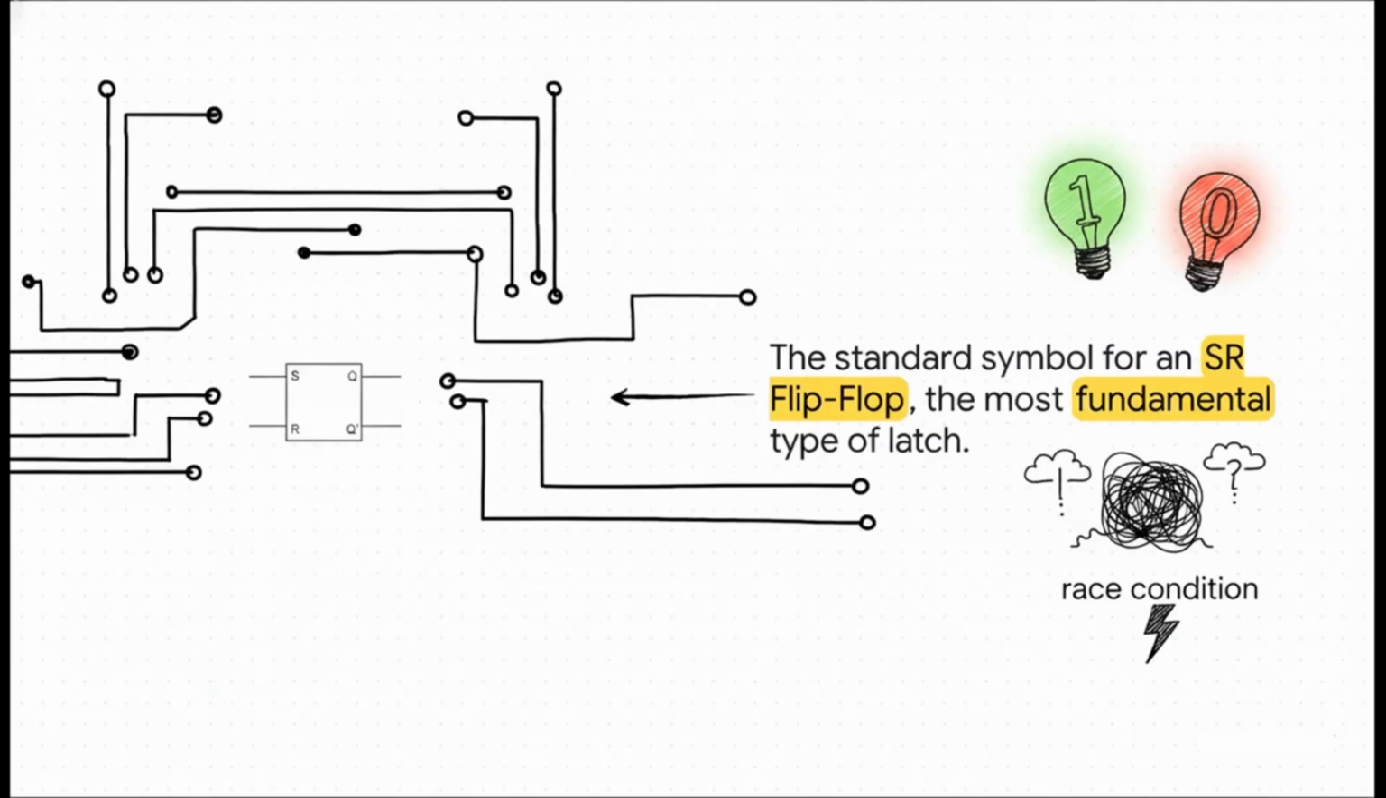This here is the simplest version, the SR flip-flop. It's got two inputs, S for set, which tells it to store a 1, and R for reset, which tells it to store a 0. Seems simple enough, right? Well, not quite.